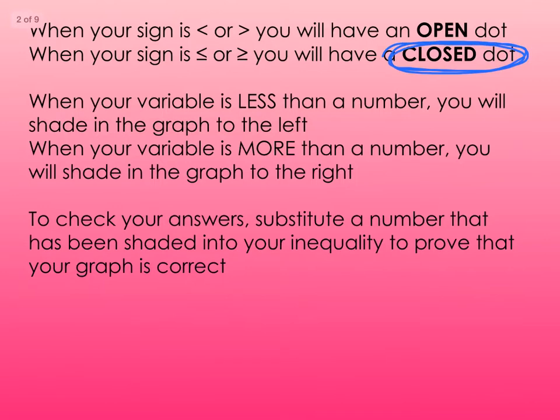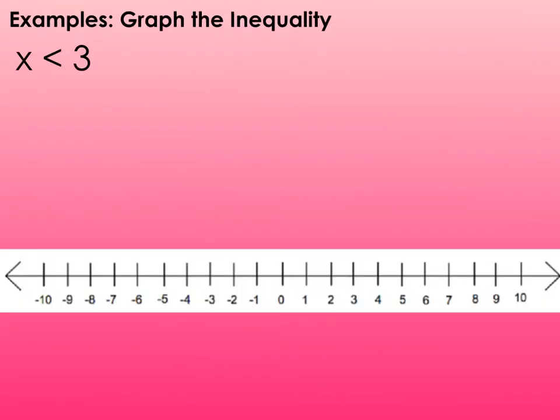When your variable is less than a number, you're going to shade your graph to the left, all the numbers that are smaller. When your variable is more than, you will shade everything to the right, or everything that's bigger. To check your answers, you can substitute any number that has been shaded to prove that your graph is correct. Let's try an example.